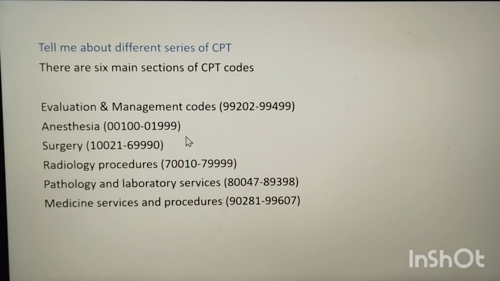Next, tell me about different series in the CPT. So CPT codes are divided into 6 main sections. They are Evaluation and Management, 99,000 series. Anesthesia. Surgery, 10,000 to 60,000 series comes under surgery. Radiological procedures, 70,000. Pathology and laboratory services are covered under 80,000 series. Medicine services and procedures are covered under 90,000 series.